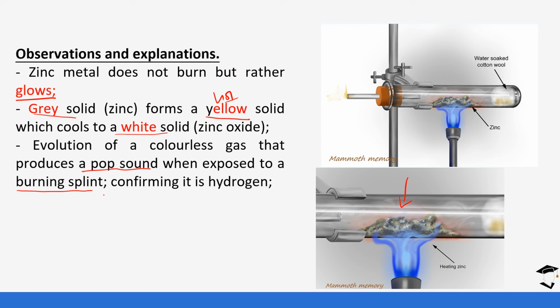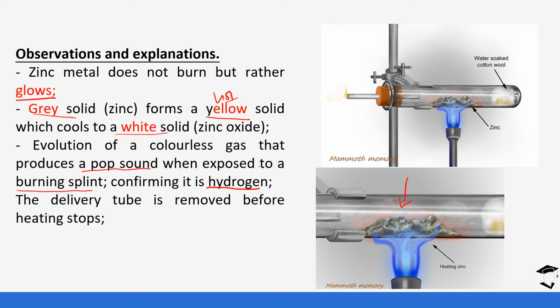Remember, the hydrogen was being collected by the over-water method using a gas jar. So when that gas was tested with a burning splint, it burned with a pop sound. That confirms that this gas was hydrogen gas. And then we said that the delivery tube is removed before heating stops. This is because we do not want the suck back of the water.